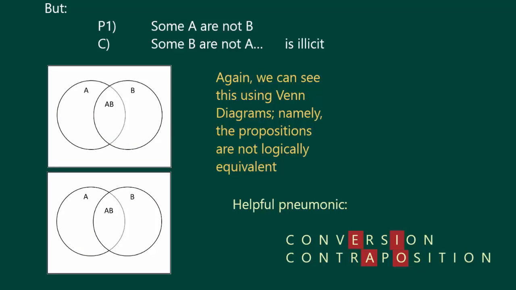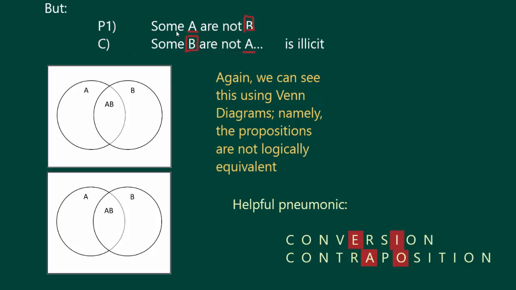So now let's look at a case that's illicit. Looking at this argument, we have some A are not B, and the conclusion is that some B are not A. So what we have here is a case of conversion, because from premise 1 to the conclusion, all we have done is switched our subject term to the predicate term and our predicate term to the subject term.